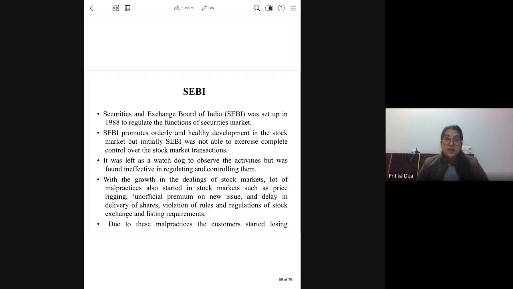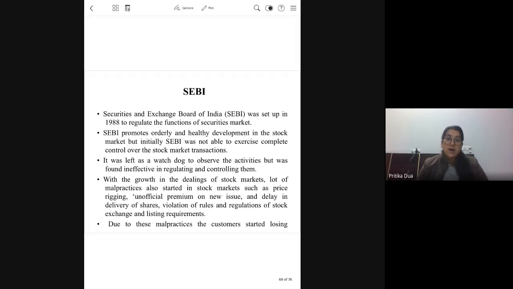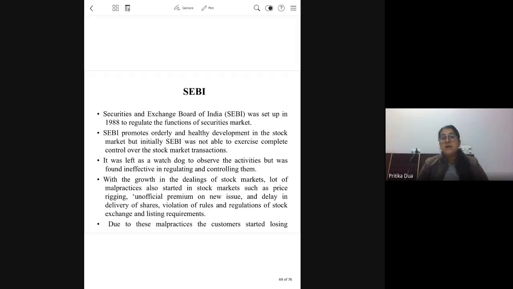Now everything today in the financial markets, keeping in mind the interest of the investors, the intermediaries, and every participating body, SEBI is the sole regulatory authority. Grievance redressal, the rules and regulations that are made, unfair trade practices being banned and avoided, everything is being managed by SEBI.